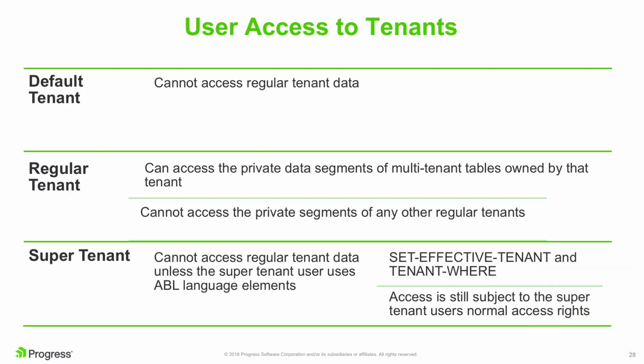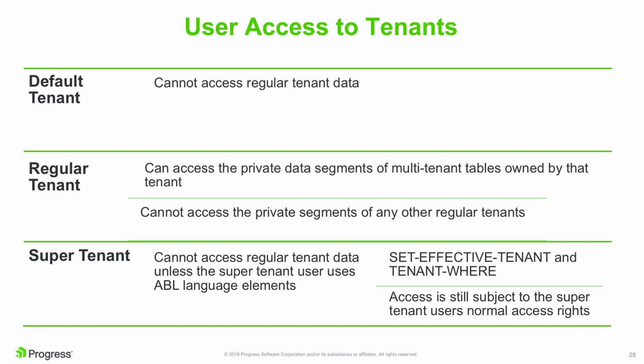So user access to tenants. A default tenant user cannot access other people's information. So if you're part of the common area and you haven't logged in with a tenant that has access to, say, customer data, you can't see it. The database won't let you. If you're a regular user that's logged in, say in the state of Massachusetts, you can see any data that's for Massachusetts and stuff that's part of the default tenant or common. That's all you can see. You can't see anything else.